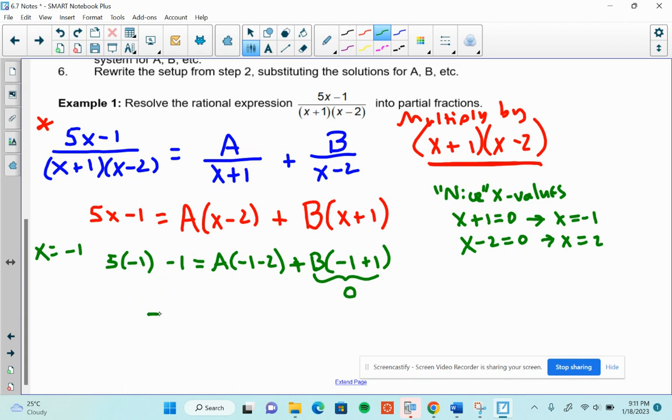So this is -5 take away 1, which is -6. This is -3 times a. So -1 take away 2 is -3. Then I'm multiplying that with a. So I divide both sides by -3, and I have a equals 2. Right? Divide both sides by -3, a will equal 2. Okay, so there's the a value.